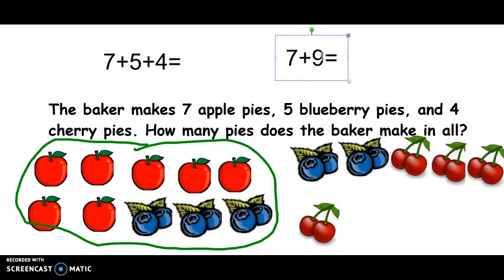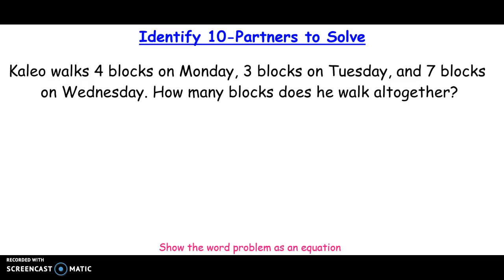So now we're going to take the 9 in our hand and go up 7. 9, 10, 11, 12, 13, 14, 15, 16. Did we come up with the same answer? We sure did. That must mean we're doing it right. Okay. And this is exactly what I was just talking about. And we want to show those 10 partners to solve. So we're looking to see, are there any 10 partners in there?